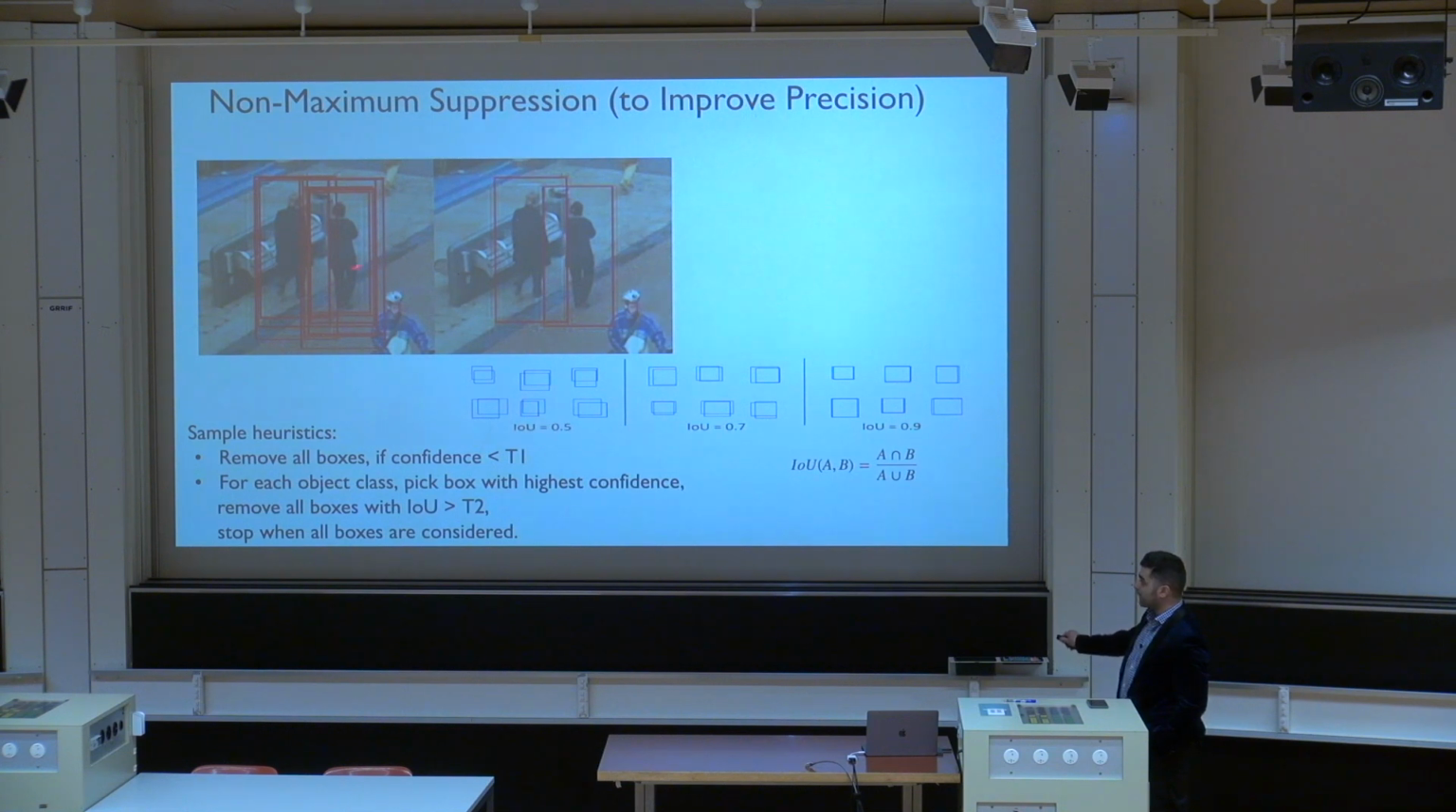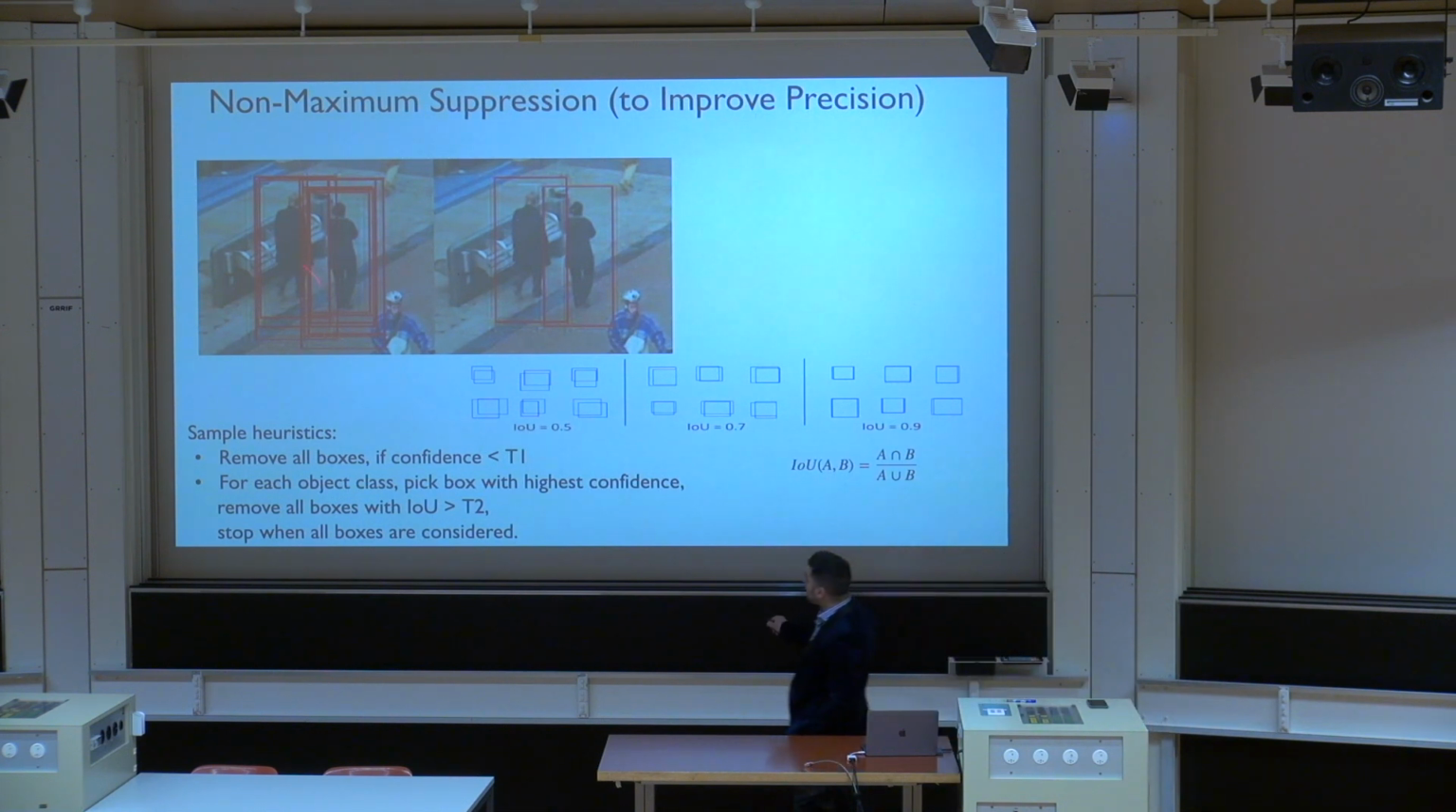You consider all the candidates, and you pick the one with the maximum prediction score, okay? For example, in this case, just imagine this bounding box is the prediction with the maximum score. For the rest of the bounding boxes, you see how much they overlap with the candidate bounding box. If the overlap is more than a threshold, you get rid of them because you don't need them. At the end, you just need one candidate for your object.